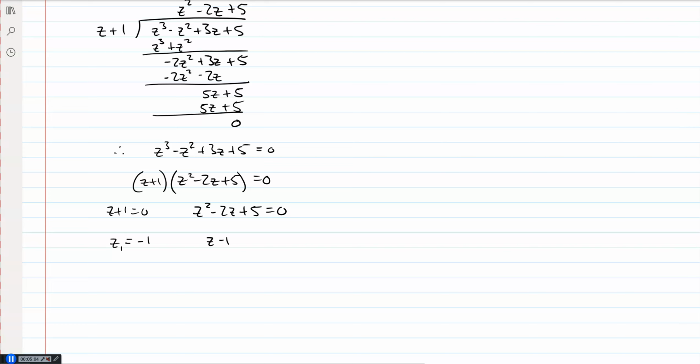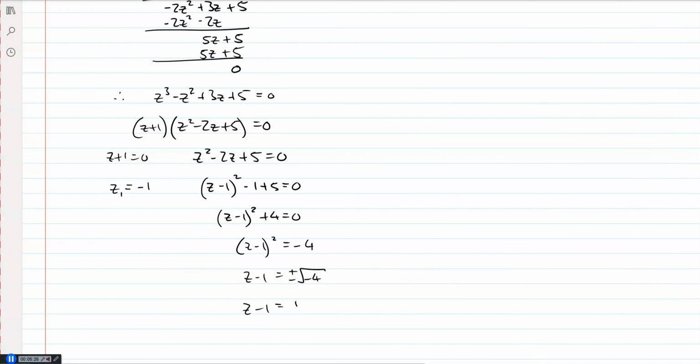So let's complete the square. It's quadratic, complete the square. z squared minus 2z, take the 1 away as surplus. So we're going to get plus 4, subtract. So we're going to get complex roots, but we can now square root this. So we get plus or minus root minus 4.